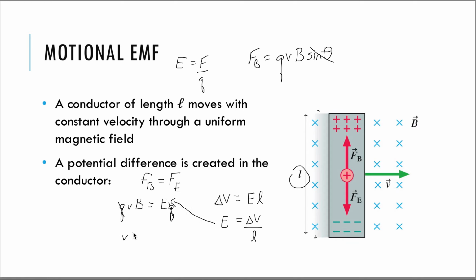Let's see what happens. We've got the speed times the magnetic field equals the potential difference divided by the length. Now all we need to do is multiply both sides by the length, and we get that there is a potential difference, delta V, that is equal to the length, the velocity or speed, times the magnetic field. That's going to be the delta V that is produced here between these two ends, between the positive and the negative.